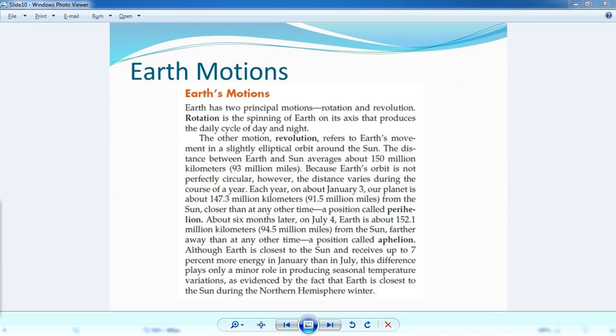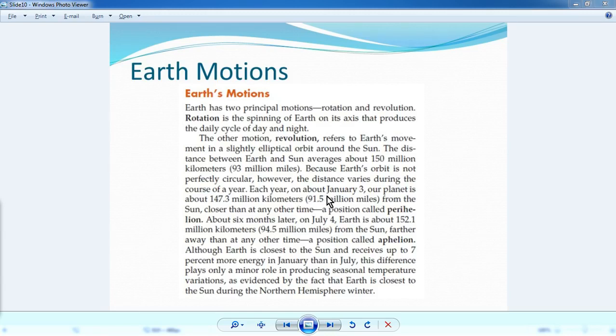Okay, so motions earth duha. Okay, we have rotation sa iyahang kaugalingon nga axis ug revolution around the sun. Okay, the distance kuno between the earth and the sun, ang average niya is about 150 million kilometers. Okay, since dili man circular, elliptical man ang orbit, sometimes duol ta sa sun, sometimes layo ta sa sun.